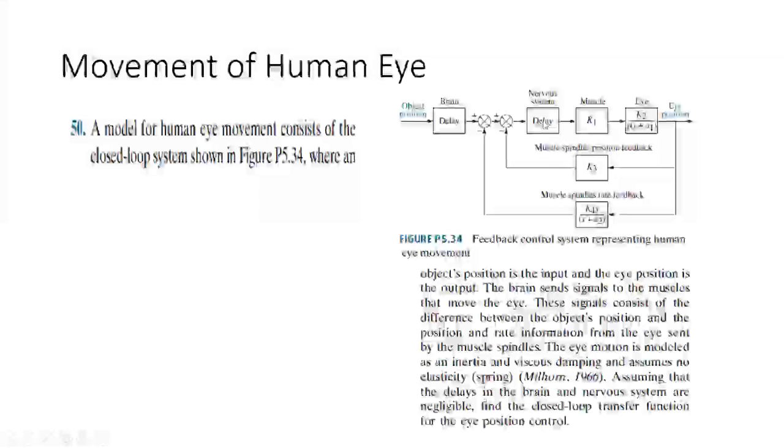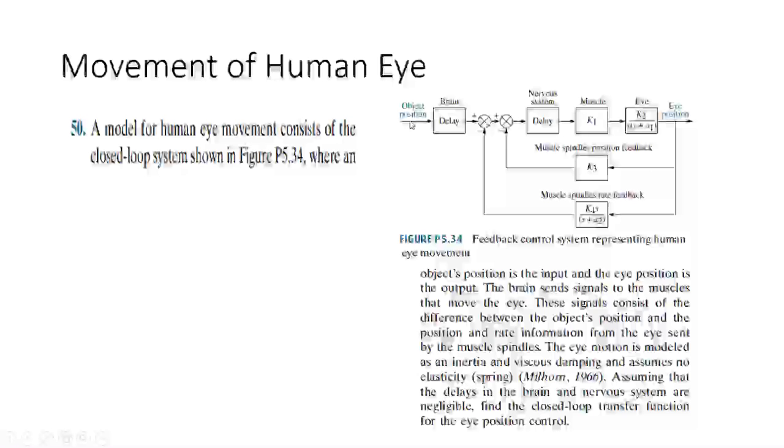some nanosecond delay. After this nervous system, the input goes to the muscles, whose transfer function is K1, and after this it goes to the eye, whose transfer function is K2 over (S plus A1). After this, our output is shown here.